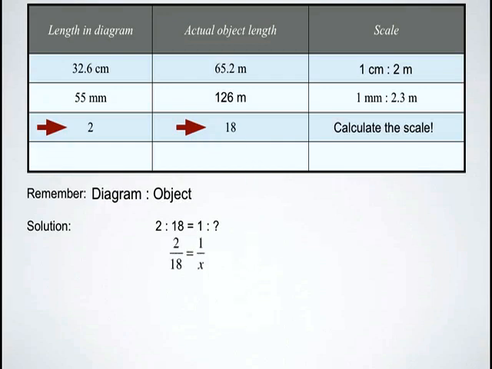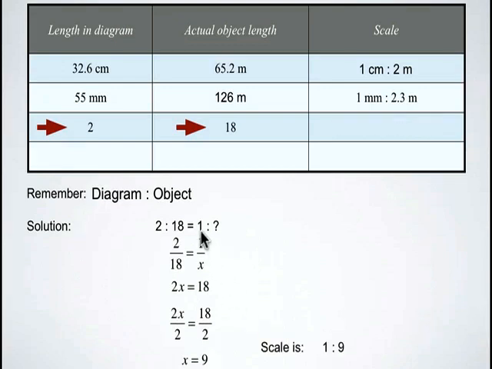2 over 18 equals 1 over x. Cross multiply gives us 2x equal to 18. Dividing both sides by 2 gives us x equal to 9. So the scale is 1 to 9. I take the scale up here and put the 9 in for my question mark.